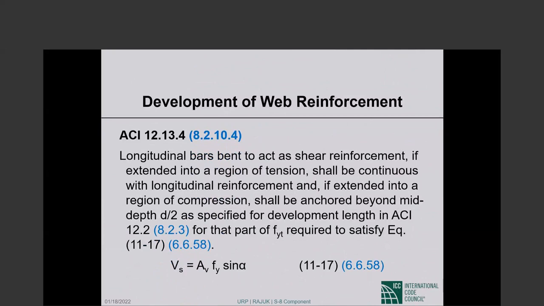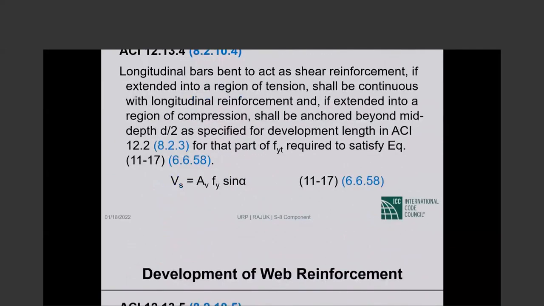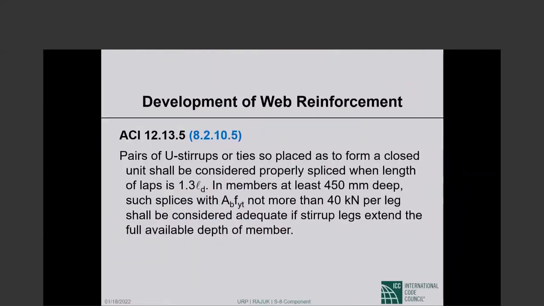Okay. These are bent bars. This I also would like to skip just to save time. I think we have more important stuff to discuss. So this is development of web reinforcement, but we are talking about bent bars. Okay, this one I think I should discuss.